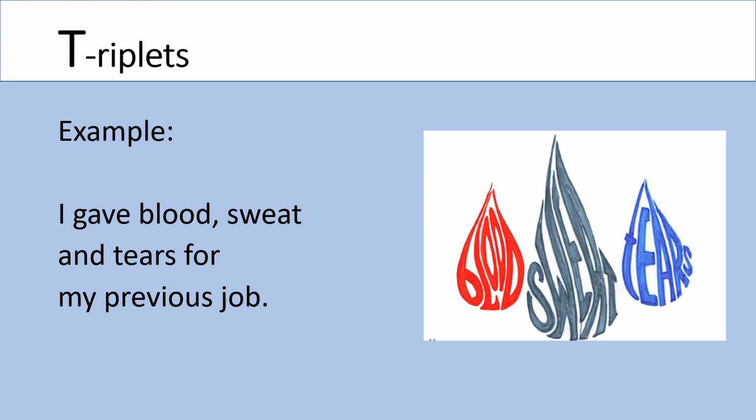Triplets, or rule of three, some people call it. So I gave blood, sweat, and tears for my previous job. As you can see there, blood, sweat, and tears. It's these three words that together, when they're used in short succession, are going to help give your writing even more of an impact and help it to be more persuasive.